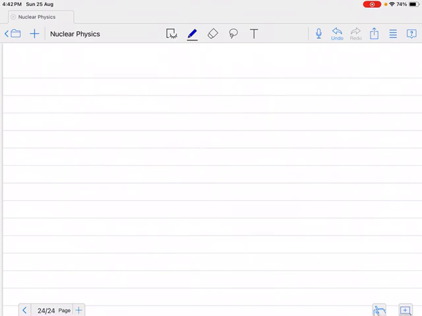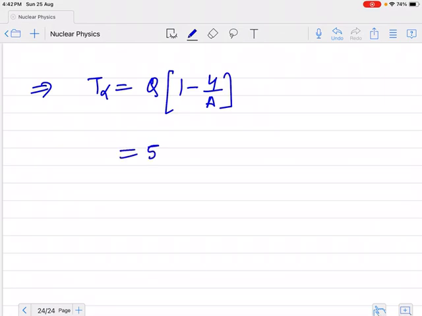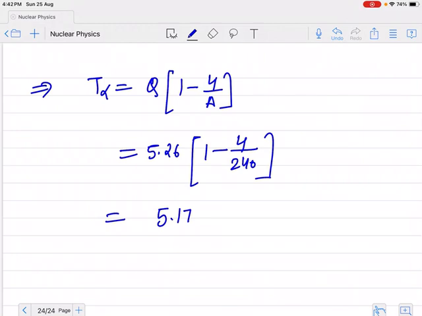You know the formula of the energy. So what is the formula? The formula is this. And Q is given to you, 5.26 mega electron volt, and A is given to you. So it's not a very difficult task to calculate these things, and the final answer with the help of a calculator is this. It means option B is correct. So in this way you can solve the numericals.